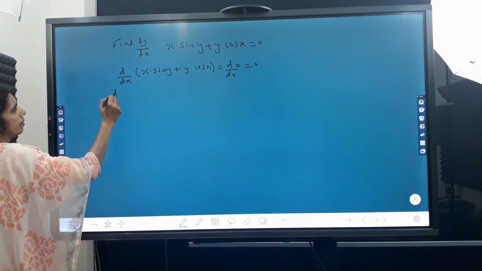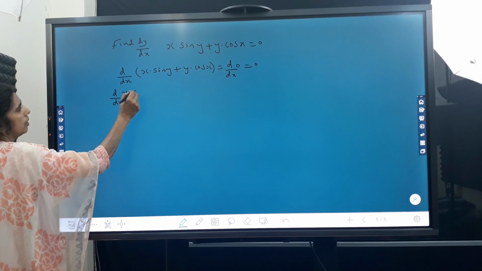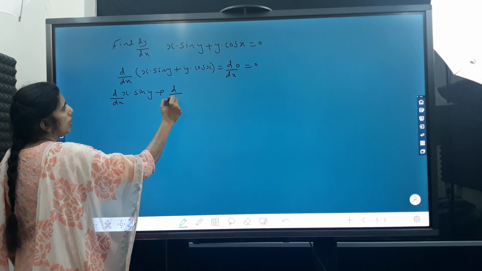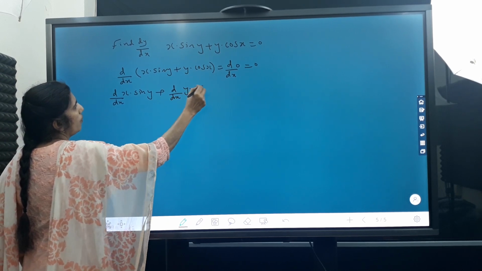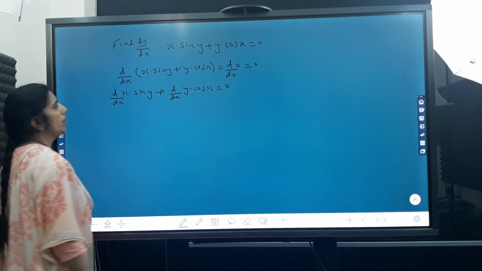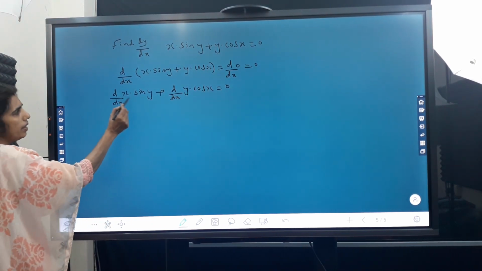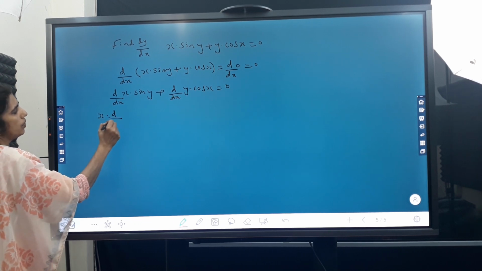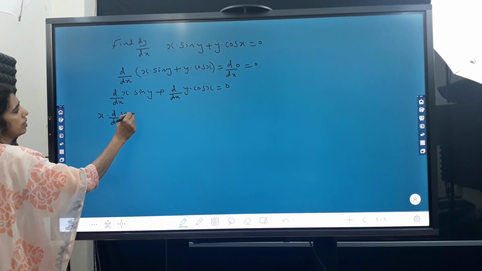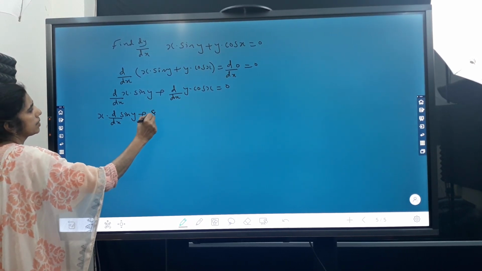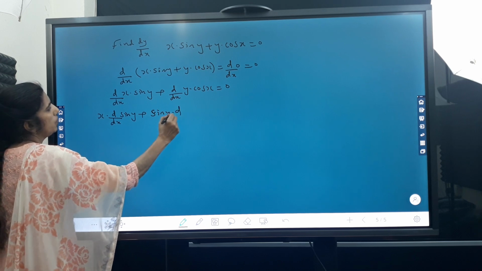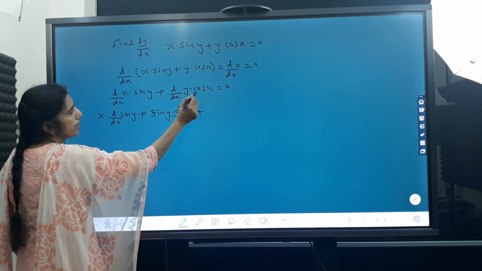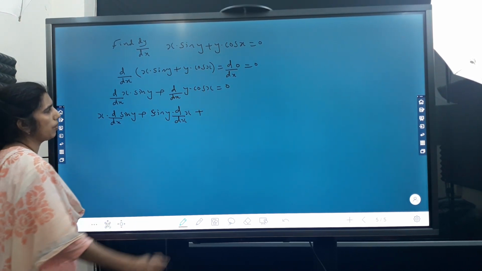So we have d by dx of x into sine y plus d by dx of y into cos x equal to 0. Now here we have to use product rule. So we have x into d by dx of sin y plus sin y into d by dx of x. Now again for d by dx of y into cos x, we have to use a product rule.